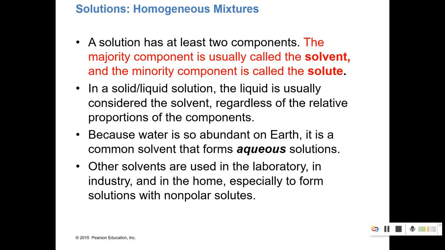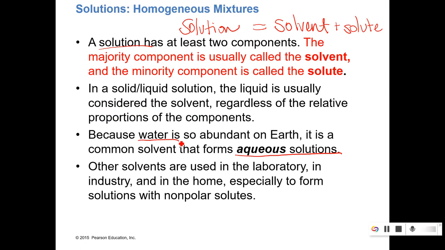Next thing with solutions we're going to talk about are solvent and solute. These two pieces make up a solution. So the solvent is the main piece, and the solute is the smaller piece, normally what we're dissolving, and together they equal the solution. In a water-based solution, we call these aqueous because water is the solvent.